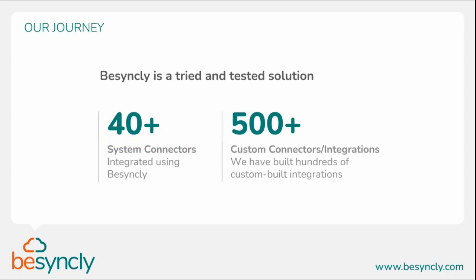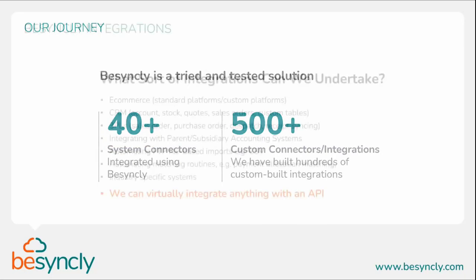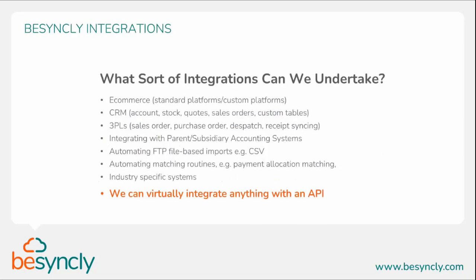Since launching Besyncly, we have built over 40 system connectors and have built over 500 custom-built integrations. Using the platform, we can build integrations with other e-commerce platforms such as Magento, WooCommerce, Shopify, and any custom-built e-commerce sites, CRMs such as Salesforce, 3PLs where stock may be managed by a third-party warehouse, so we can export your sales orders and purchase orders and receipt the goods and dispatch the goods in Sage from your 3PL.